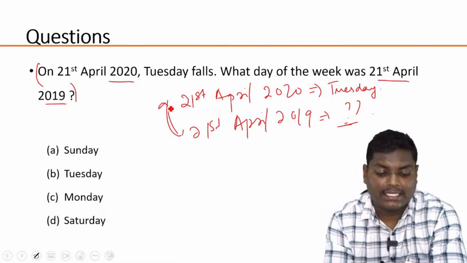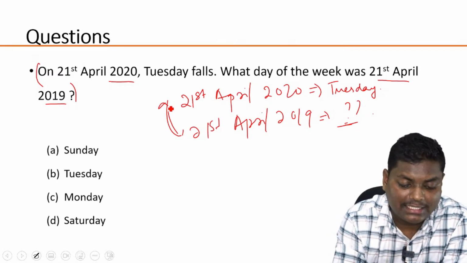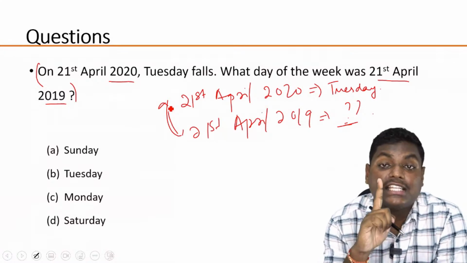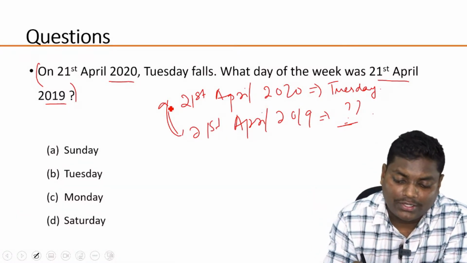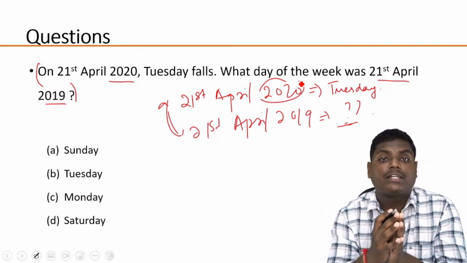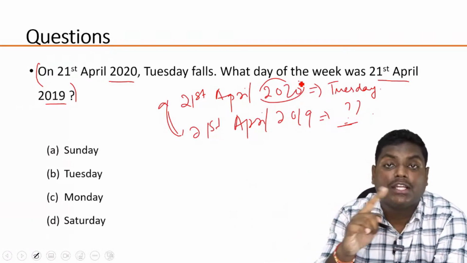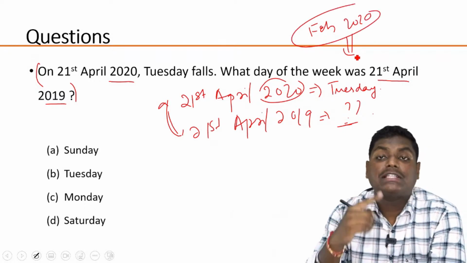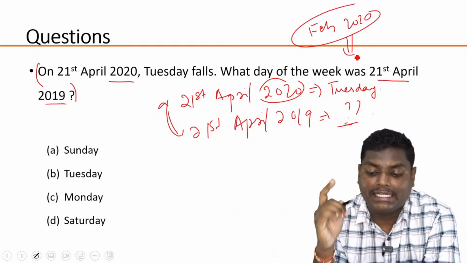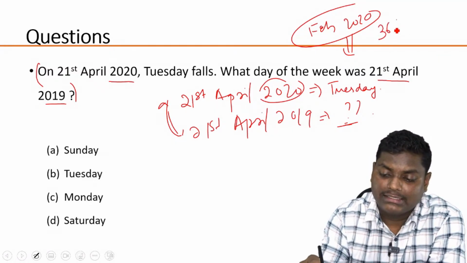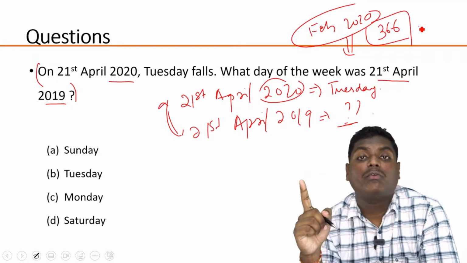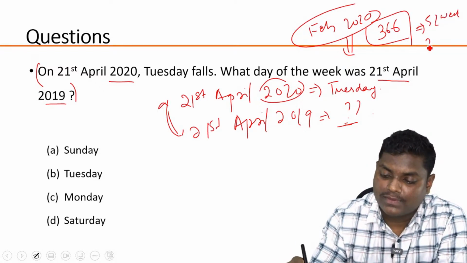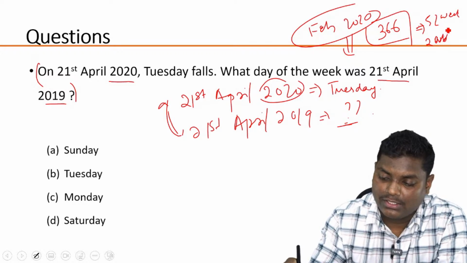Whenever it is asking that, first consider that the difference is 1 year. Now what is important is whether this year is a leap year or an ordinary year. From 21st April 2019 to 21st April 2020, in February 2020, it's a leap year, so February will be having 29 days. We know 366 days are there in a leap year, so we can have 52 weeks plus 2 days extra.